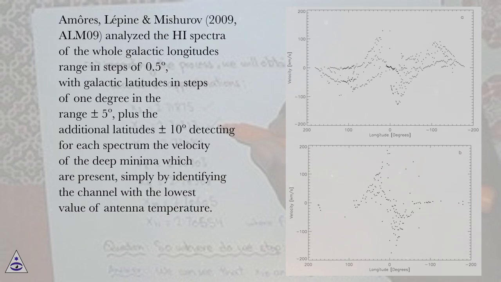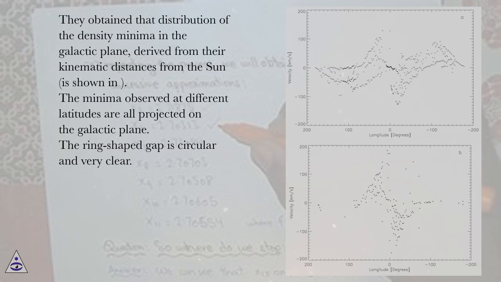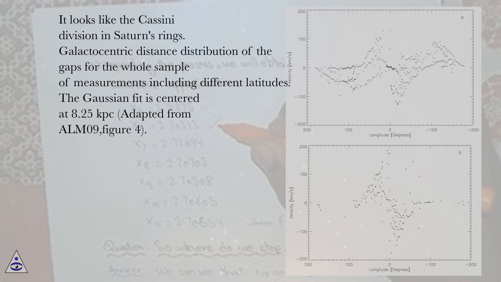simply by identifying the channel with the lowest value of antenna temperature. They obtained the distribution of the density minima in the galactic plane, derived from their kinematic distances from the Sun, as shown in the figure. The minima observed at different latitudes are all projected on the galactic plane. The ring-shaped gap is circular and very clear. It looks like the Cassini division in Saturn's rings. Galactocentric distance distribution of the gaps for the whole sample of measurements including different latitudes. The Gaussian fit is centered at 8.25 kpc, adapted from ALM09, figure 4.